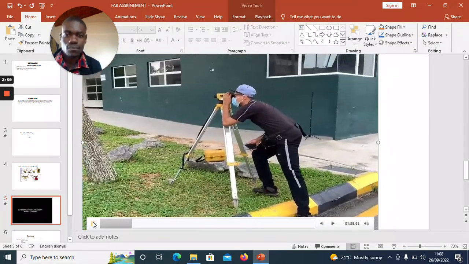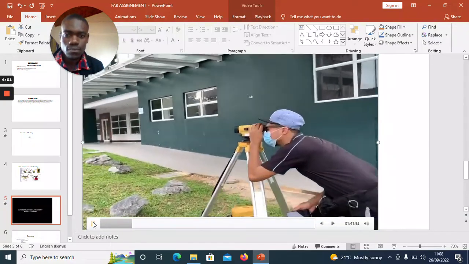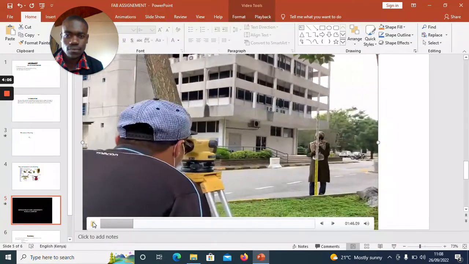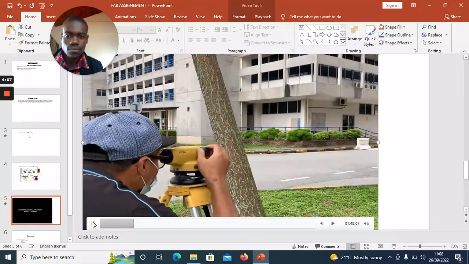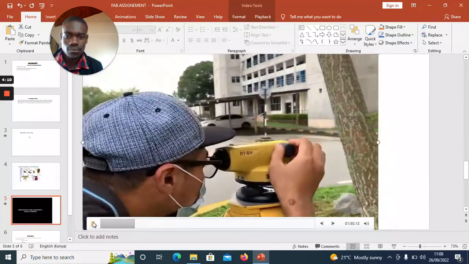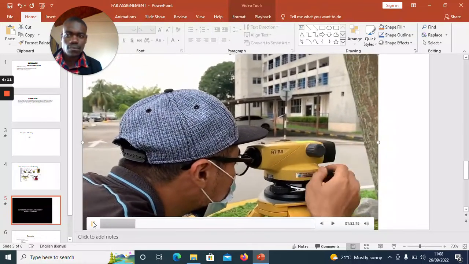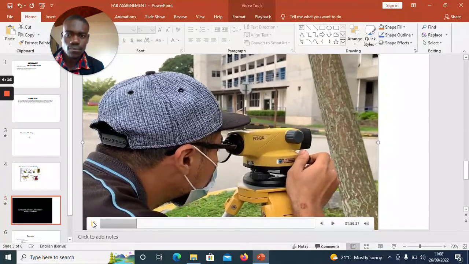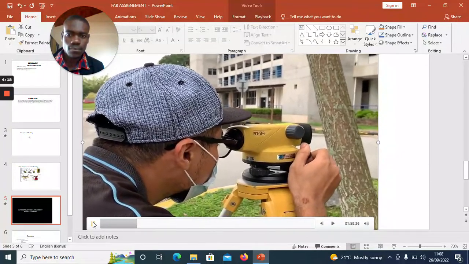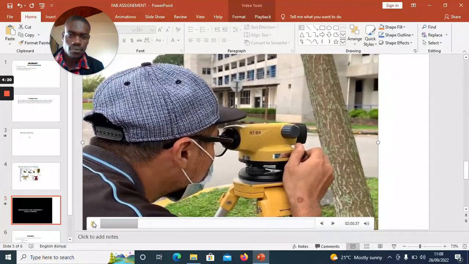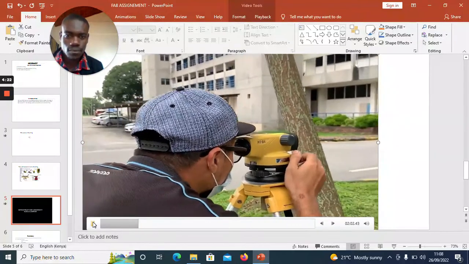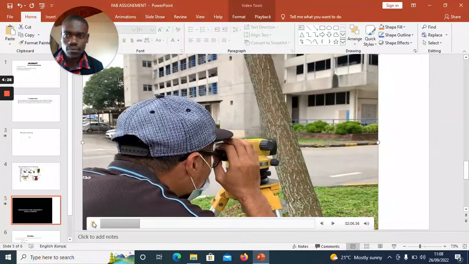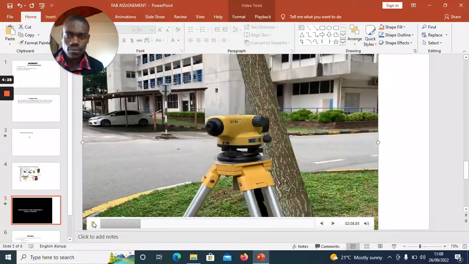Okay, now we continue with the observation. Okay, so over here, we want to observe that particular point. Okay, you can see that Mr. Zainul is adjusting the focus so that he wants to see the staff clearly. Okay, so the one that you have to see, you have to make sure that the staff is clear. The crosshair is a very thin line. Okay, let's try to observe.